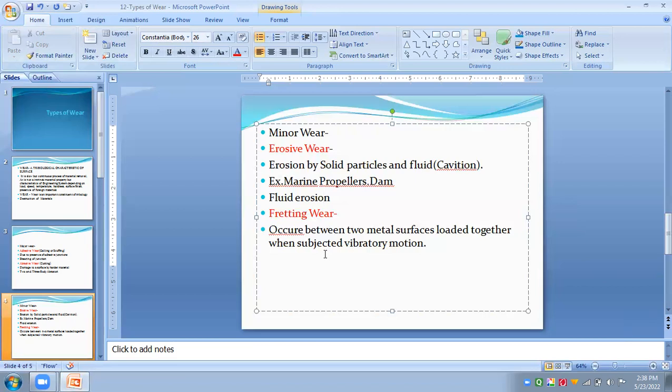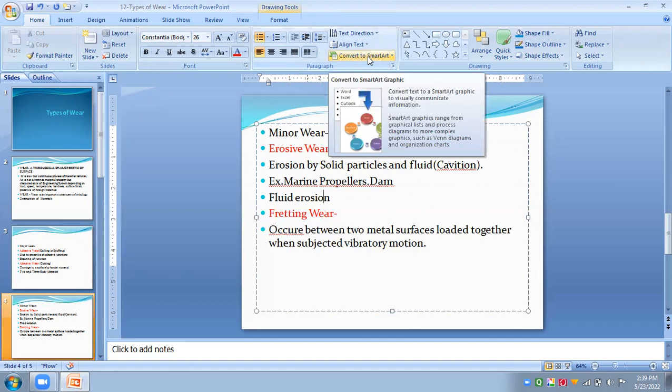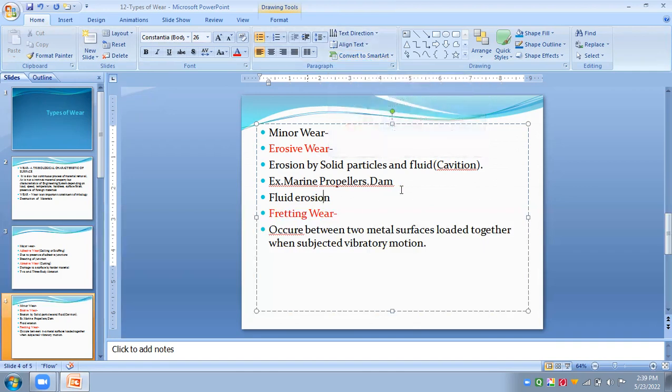The third one is erosion by solid particles and fluid. This is known as cavitation, and it arises when a solid and fluid are in relative motion and cause formation of bubbles that become unstable and implode against the solid surfaces. So cavitation is due to the impingement of liquid bubbles. Examples of cavitation erosion are marine propellers, dams, slipways, gates, or hydraulic turbines.